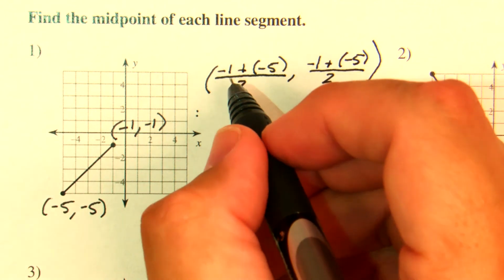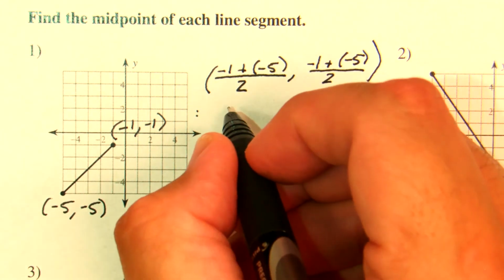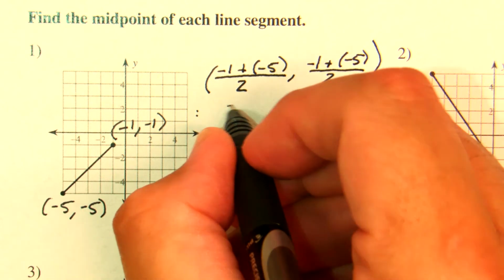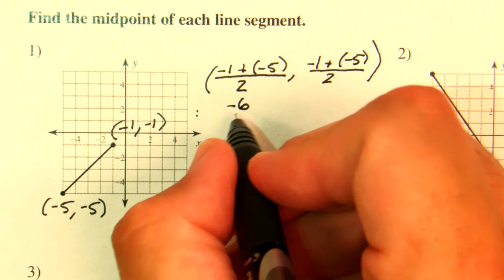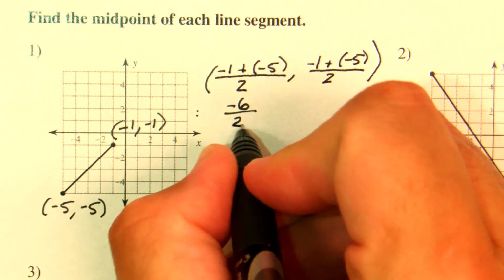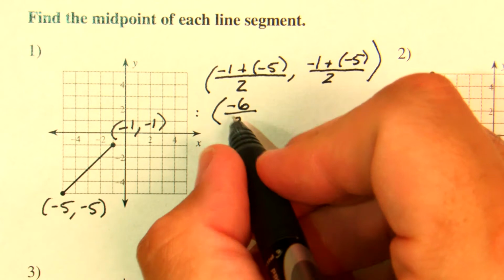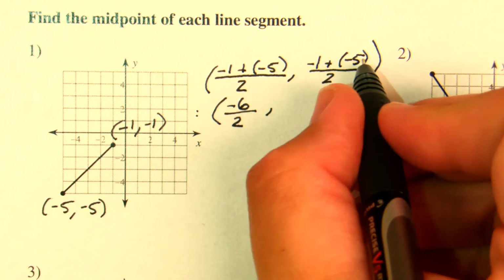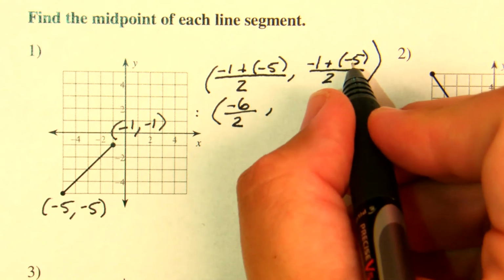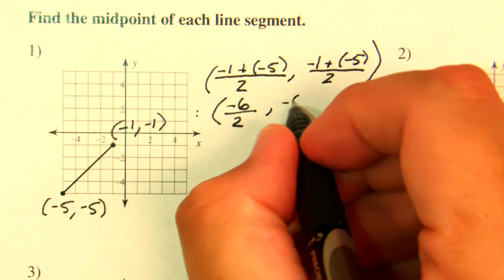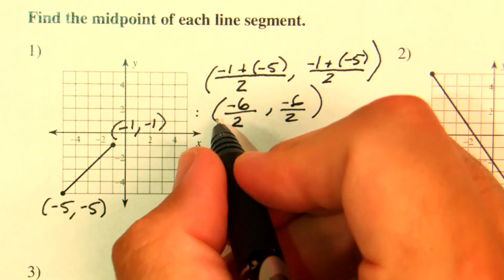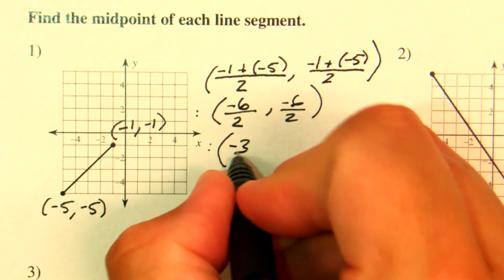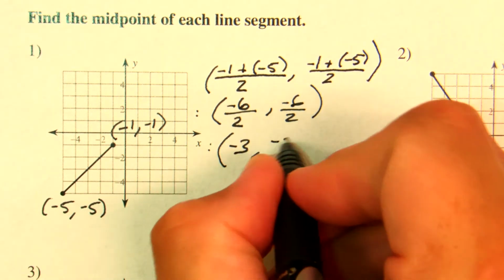So what's -1 plus a -5? -6. So it's going to be -6 over 2. And this one's going to be -6 over 2. So what's half of 6? 3. So we get -3. We keep the negative, -3.